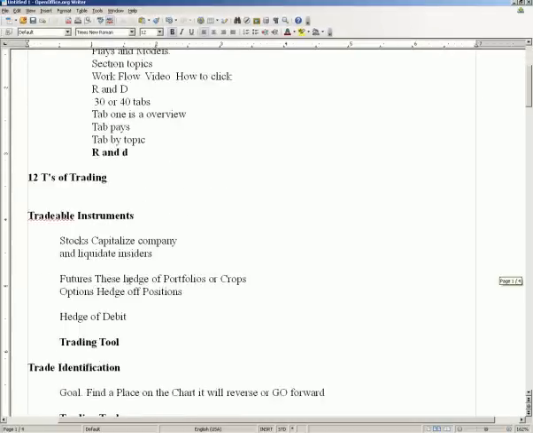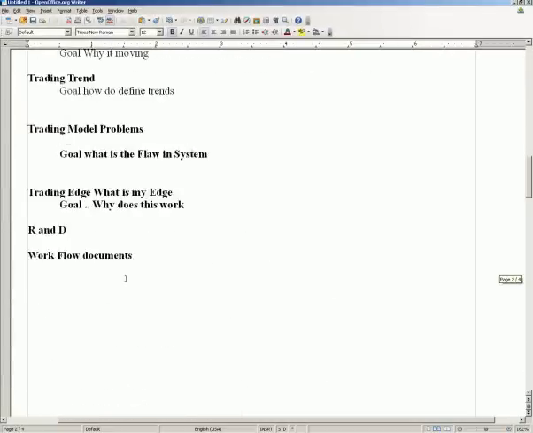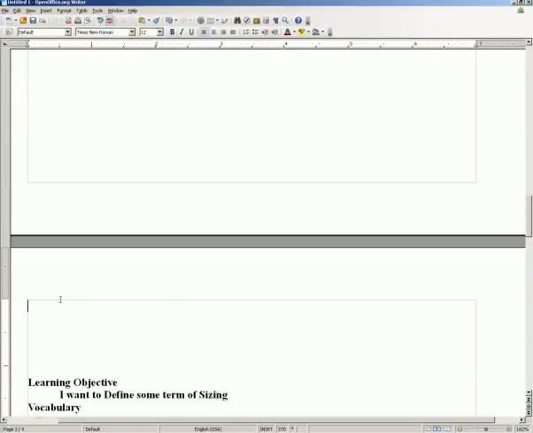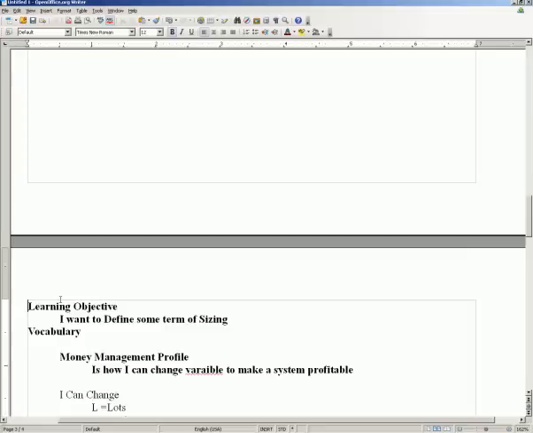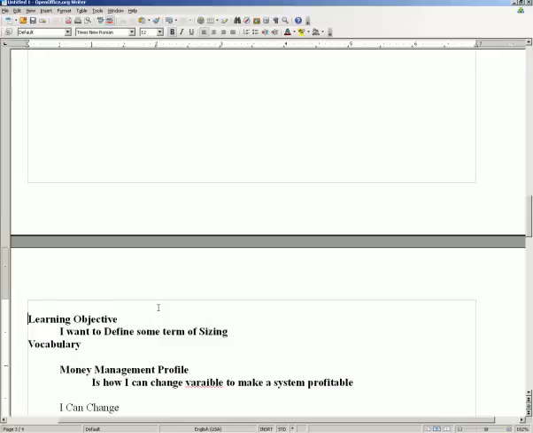All right. We already know what the 12 T's are. We're going to skip them. They're re-articulated in here. Tonight, I want to give you a little lecture. Whenever you put one of these in a slot in your playbook, the slot goes under trade management. So I'm going to define this as a trade management topic. This will go into this part of your playbook.